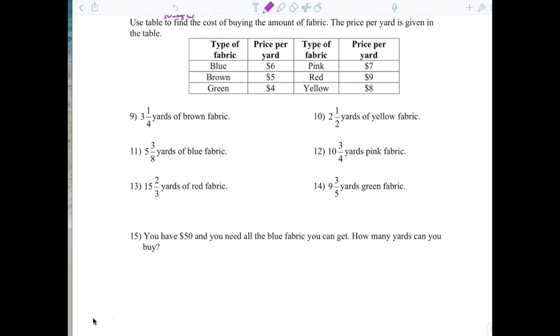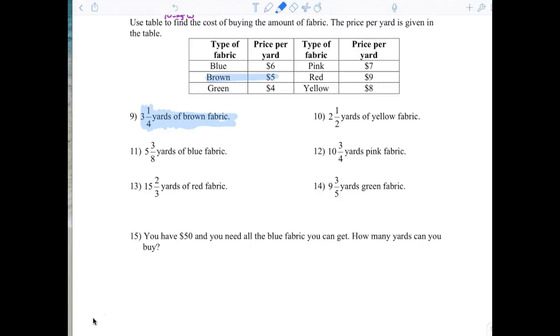It says, use the table to find the cost of buying the amount of fabric. The price per yard is given in the table. All right? So you need to purchase 3 1/4 yards of brown fabric. So how much is it for the brown fabric? $5. All right? So Caroline, how do I find the cost? What would I do? Yay, very good, very good.